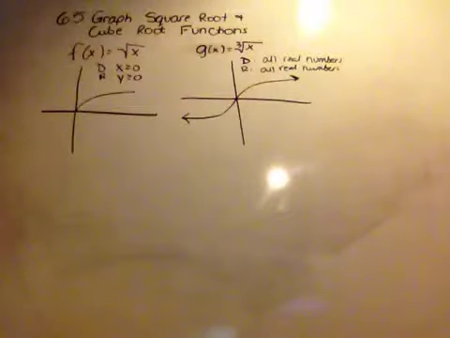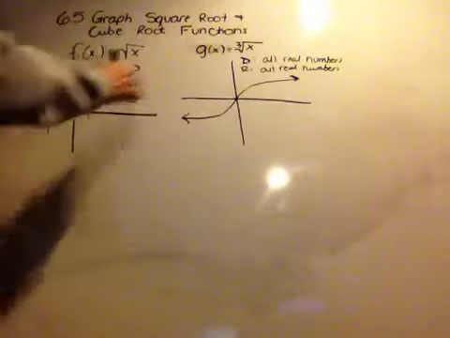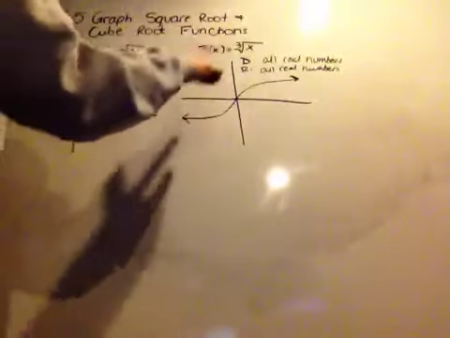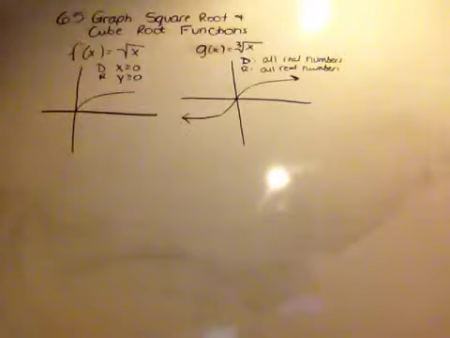And the parent function for the family of cube root functions is g of x equals the cube root of x. Looks roughly like that. The domain and range are both all real numbers.